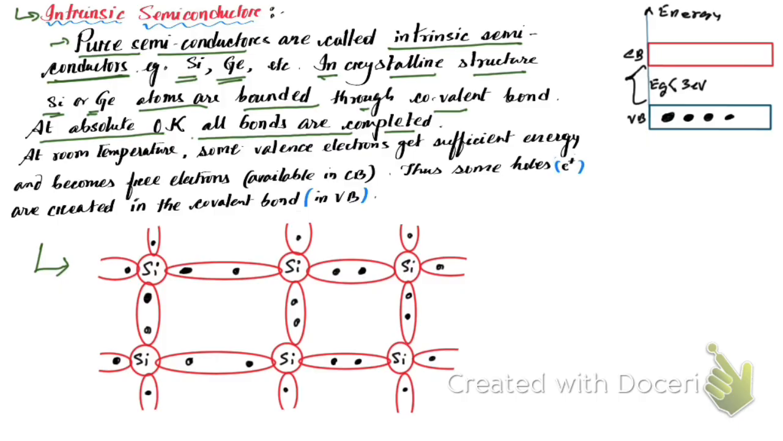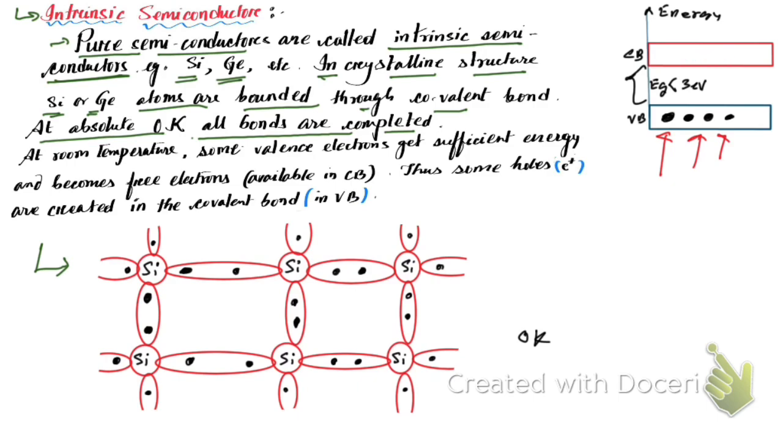Now you see, at 0 Kelvin all these electrons are bound. There are no free electrons. That means these electrons are in the valence band. There is no electron in the conduction band. The conduction band is empty.